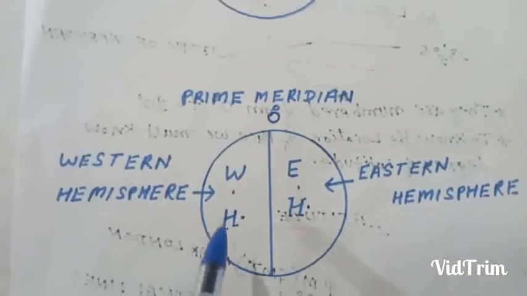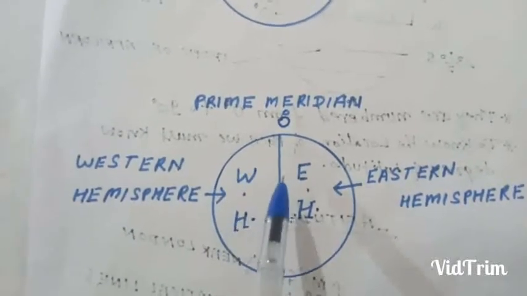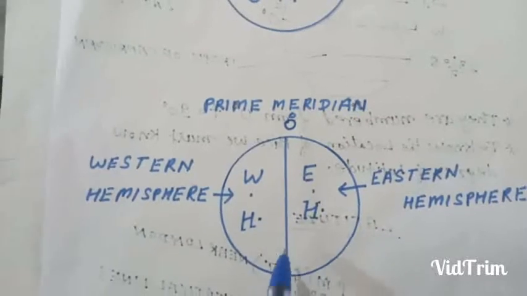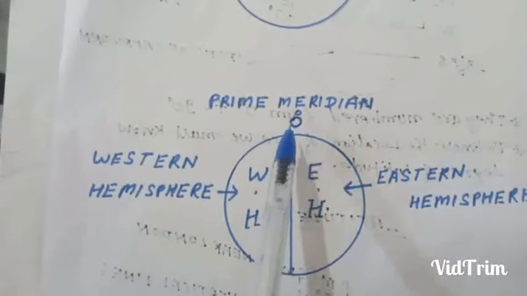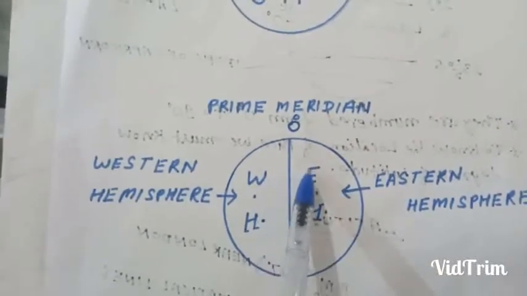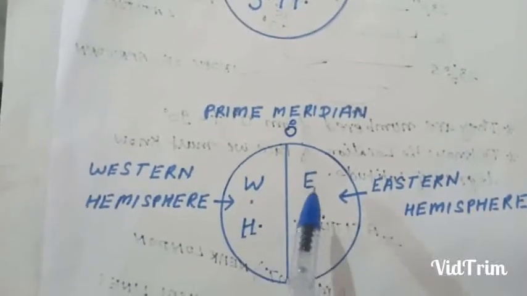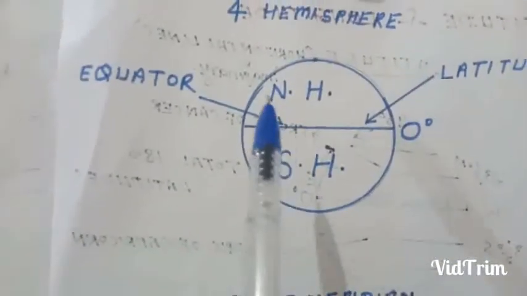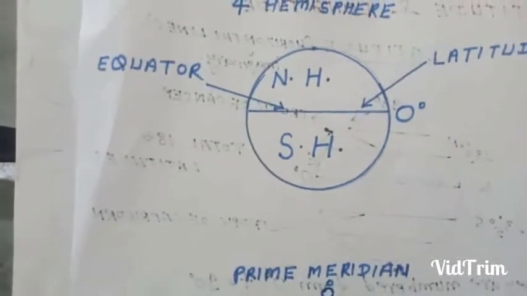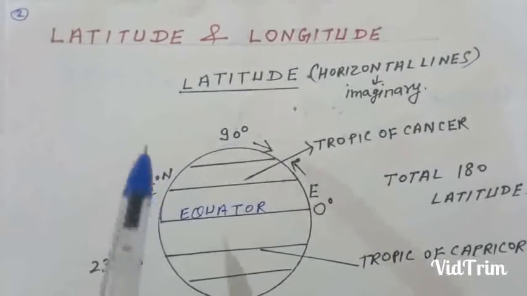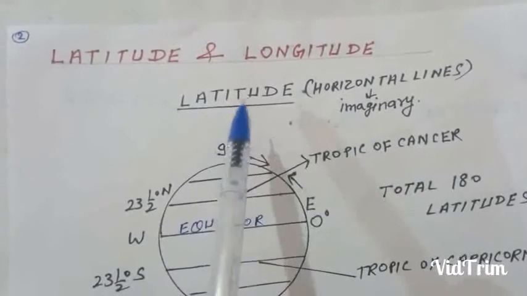Okay student, do you know we also have two more hemispheres, that is the eastern hemisphere and the western hemisphere. How is it so? See this line on the equator, this is the 0° longitude, which is also known as the prime meridian. Student, this prime meridian divides our earth into the eastern hemisphere and the western hemisphere. Like this, we also have the northern hemisphere and southern hemisphere. So in this way we have four hemispheres. Student, to understand the location of any place, we need to know the latitude and longitude. So let us understand what latitude is.